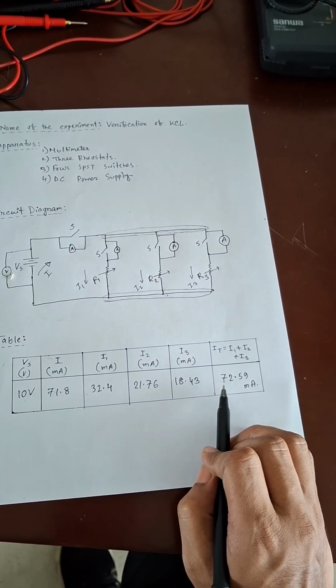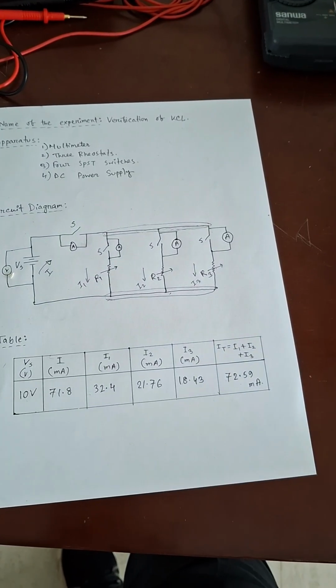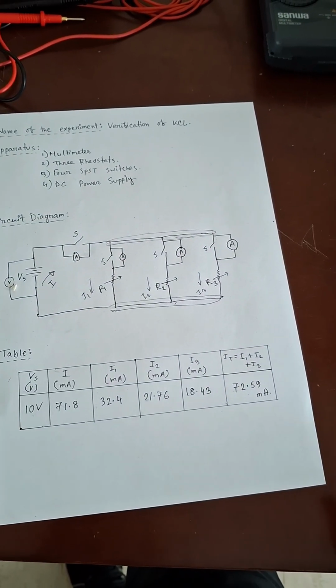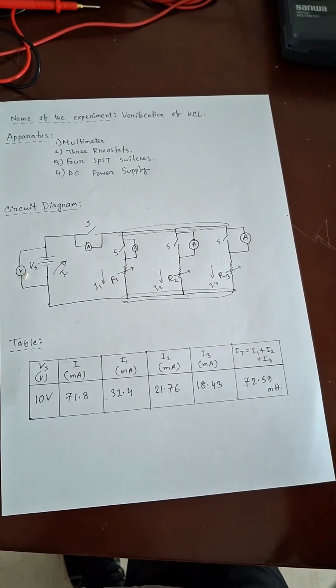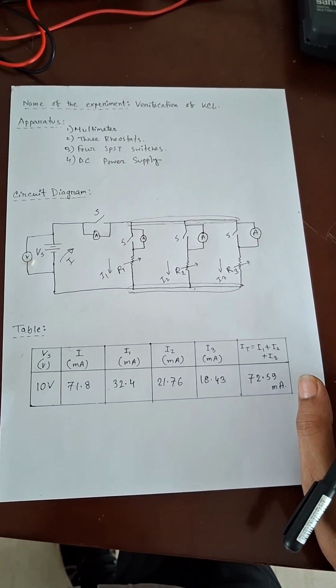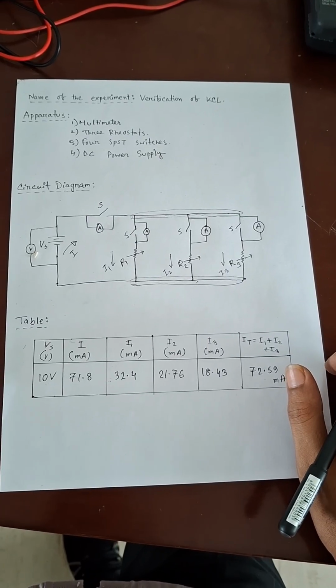Both currents are in milliamps, and I think we can check the difference between the currents. 72.5 minus 71.8, that is 0.7 milliamps. So if we ignore that, I think we can say that the verification of KCL is hence proven.